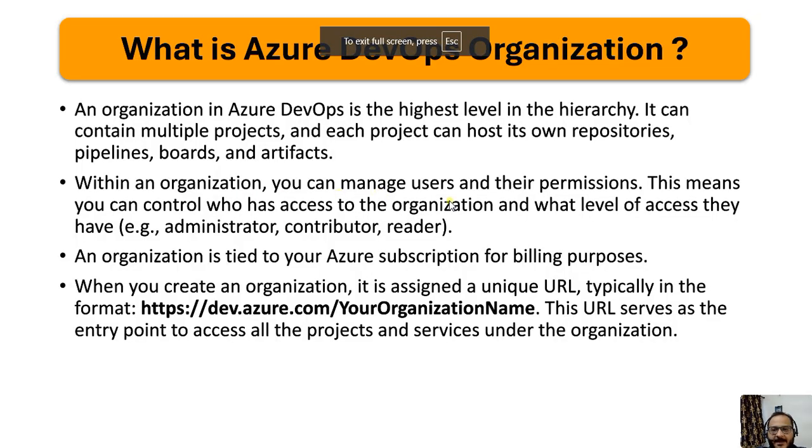So within an organization, you can manage users and their permissions. This means you can control who has access to the organization and what level of access they have. That's what we have already discussed. And billing also happens at your organization level. When you create an organization, it is assigned a unique URL, typically in this format. You can see this is the default one, dev.azure.com/your organization name or maybe your company name. So that's how the URL is formatted in Azure DevOps. I hope it's clear what an Azure DevOps organization is. It's a top-level element where, under this organization, you are going to create your projects, repos, and so on.